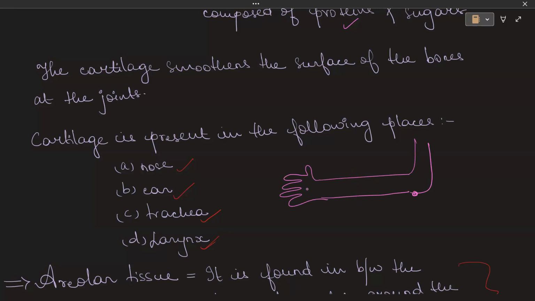So the reason I'm saying this is that cartilage is actually flexible, and because of that you can fold the area. It is very flexible. And where is it present? Cartilage is present in the nose, in the ear, in the trachea and the larynx. Is it clear to everyone? Yes, ma'am.